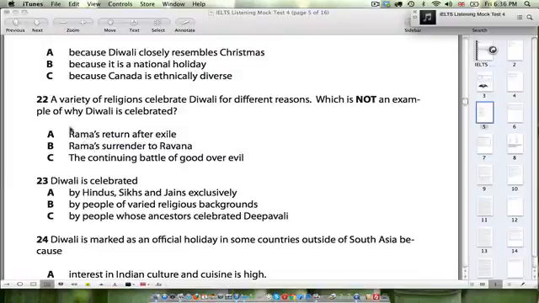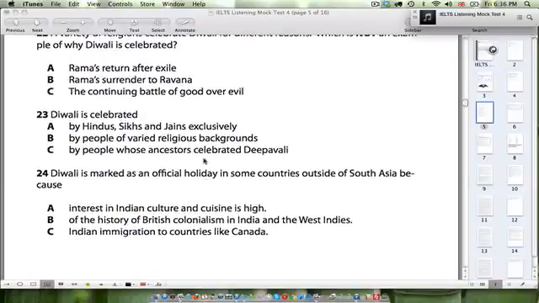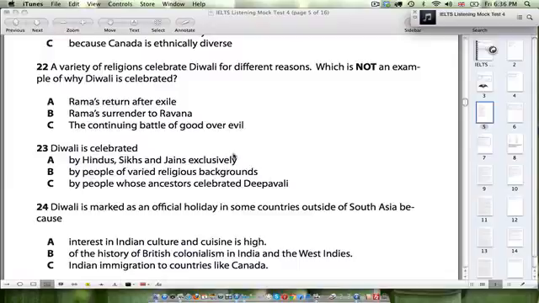Okay, Rama. Now, who is Rama? I'm sure this will appear in our listening. Rama's return after exile, Rama's surrender to Ravana, another person that we'll hear. The continuing battle of good over evil. Now turn over to section 3. Section 3. You will hear a radio show discuss the celebration of Diwali. First, you will have some time to look at questions 21 to 24. Diwali is celebrated by Hindus, Sikhs, and Jains exclusively, keyword here, by people of varied religious backgrounds, by people whose ancestors celebrated Deepavali. Okay, we'll have to listen for some keywords there.